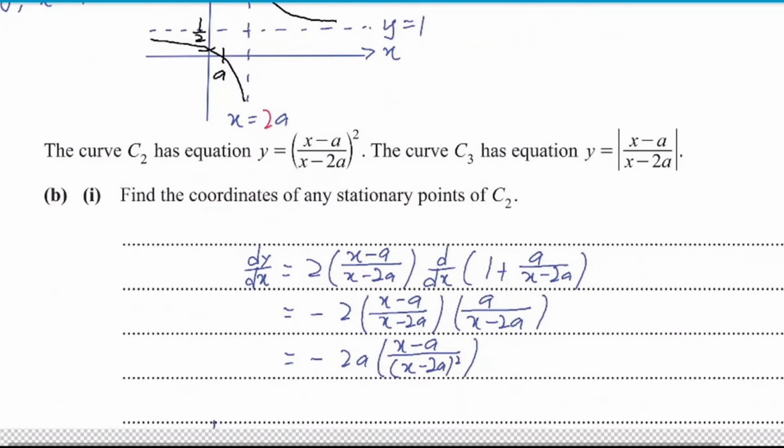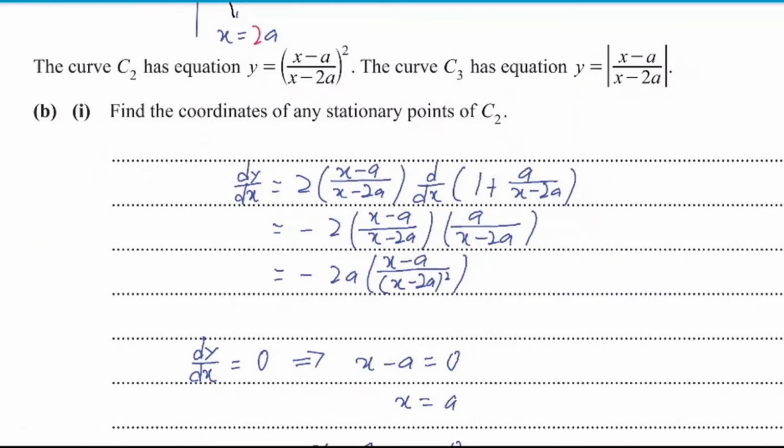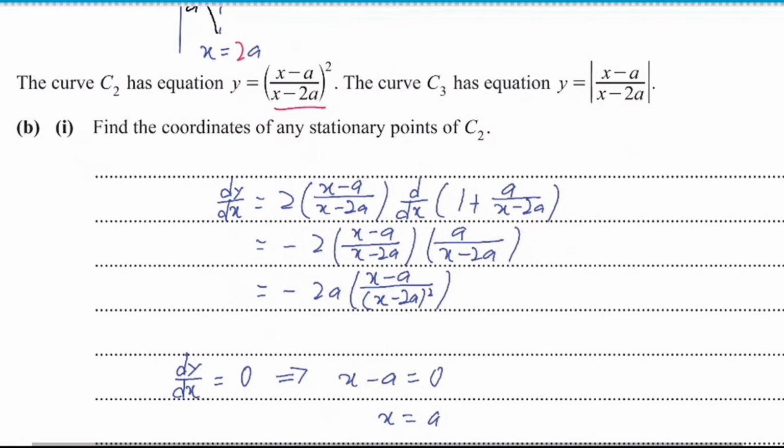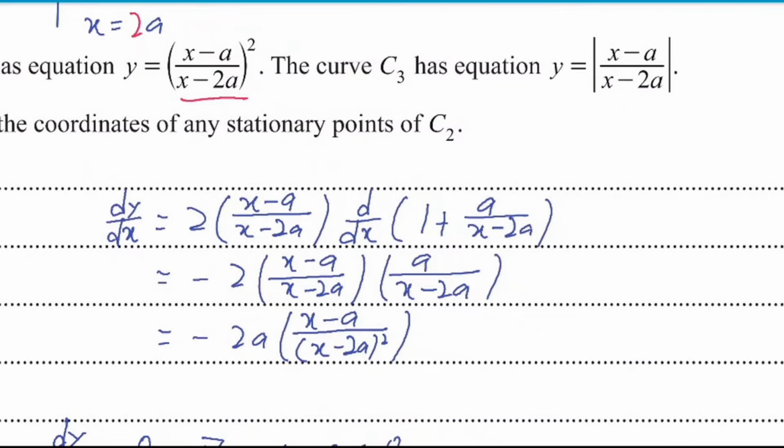So the curve C2. For this curve C2 here, we have the equation ((x minus a) over (x plus 2a)) squared. So we want to find the stationary points of C2 here. What I'm trying to do is not expand and use the quotient rule for now. Instead I differentiate this as a function that has a power. So I bring down the power, this thing becomes power 1, and later on we need to differentiate whatever is inside the bracket.